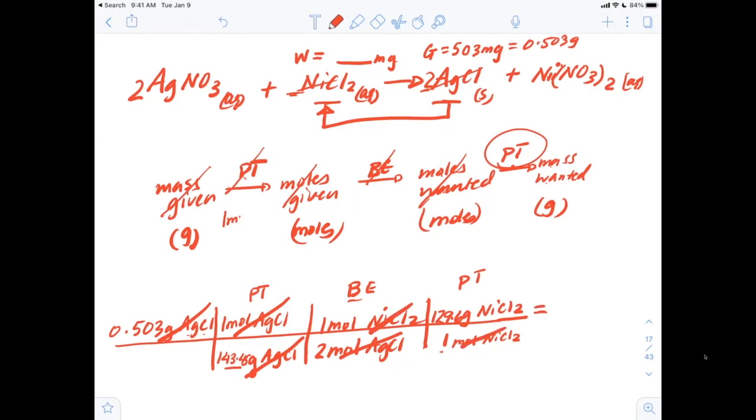Mole of nickel 2 chloride cancels out, mole cancels out. So what we get is grams, right? Now they asked for milligrams. Don't worry about it. We'll get to that part. Let's first do our conversion and then we'll do that other part to get the actual answer.